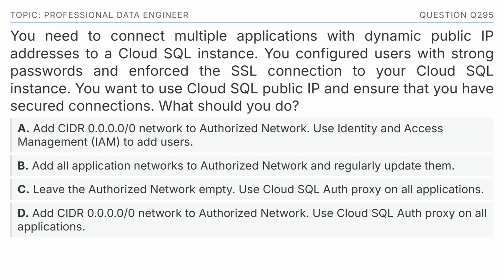Option B, add all application networks to authorized network and regularly update them. Option C, leave the authorized network empty. Use Cloud SQL Auth proxy on all applications. Option D, add CIDR 0.0.0.0/0 network to authorized network. Use Cloud SQL Auth proxy on all applications.